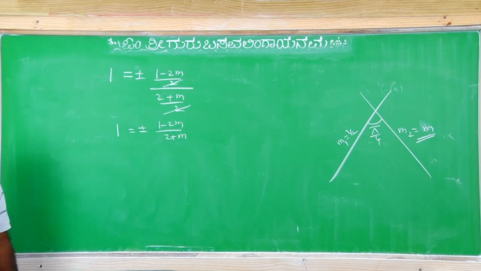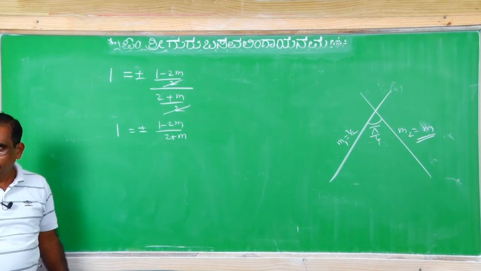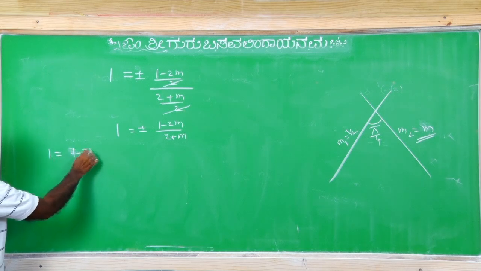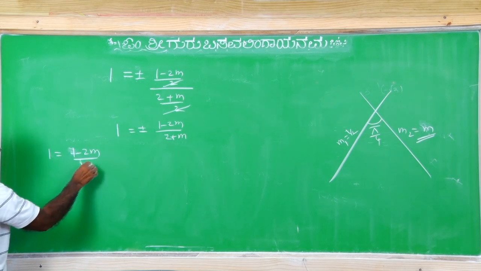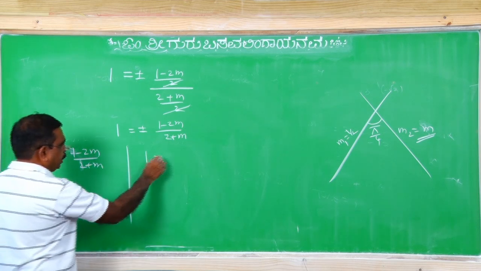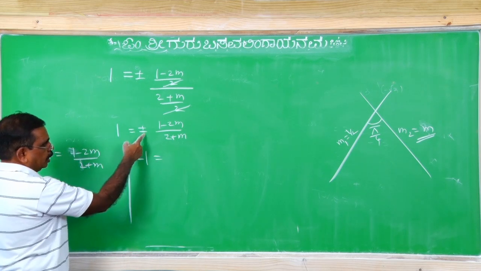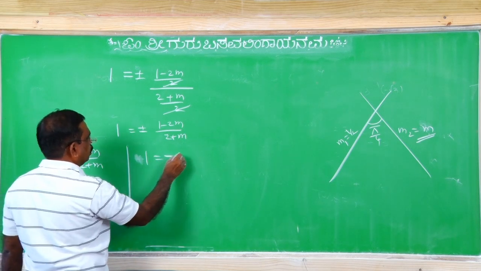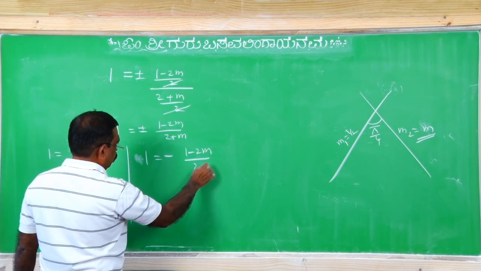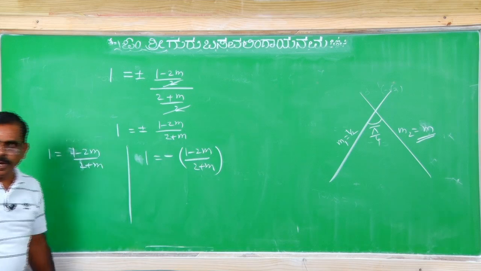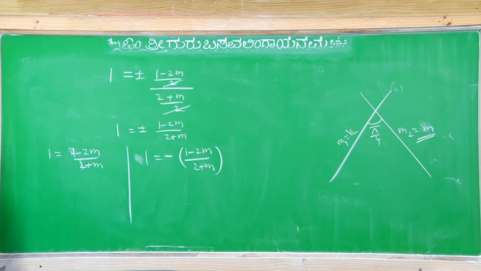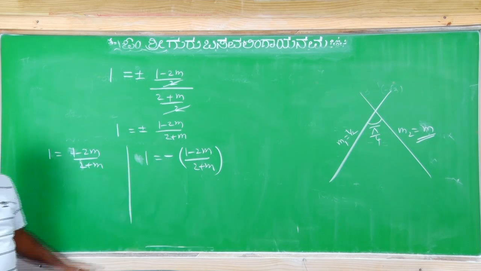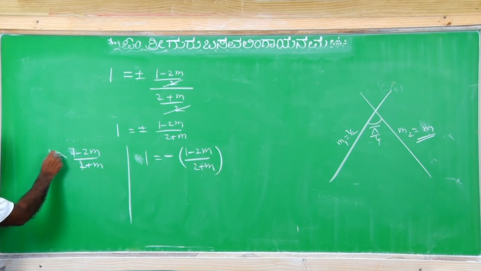Here two cases will come, one plus and the other minus. One time I am taking plus: 1 is equal to (1 minus 2m) by (2 plus m). This is the plus value. Other value: minus 1 is equal to (1 minus 2m) by (2 plus m). One time plus, one time minus. Now cross multiplication. What do you do?